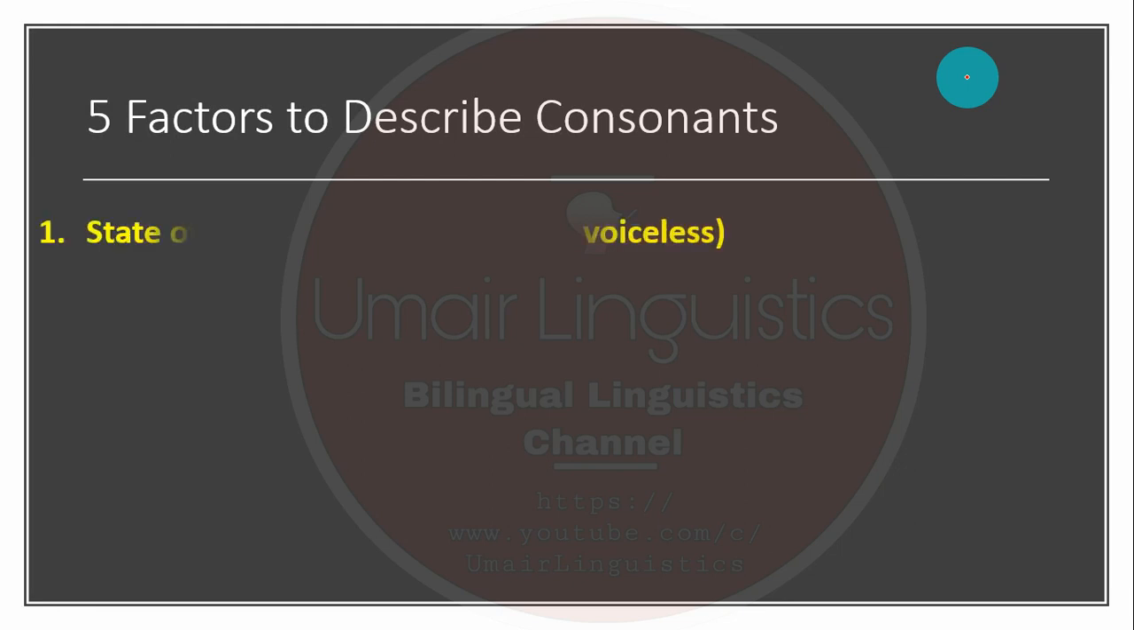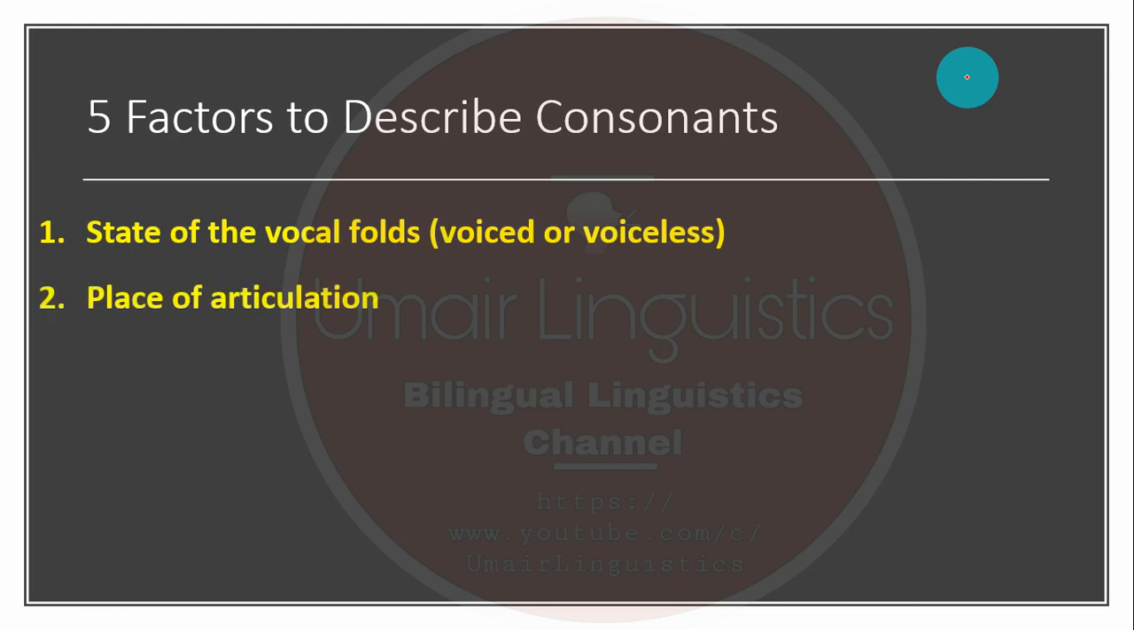So we can see what we have discussed so far about consonants. We can describe consonants based on 5 factors. The first is the state of the vocal folds: either the vocal folds are vibrating or not, in other words voiced or voiceless. Then we may discuss the place of articulation: bilabial, alveolar, labiodental, retroflex, or velar. Then we may discuss whether it is central or lateral articulation.